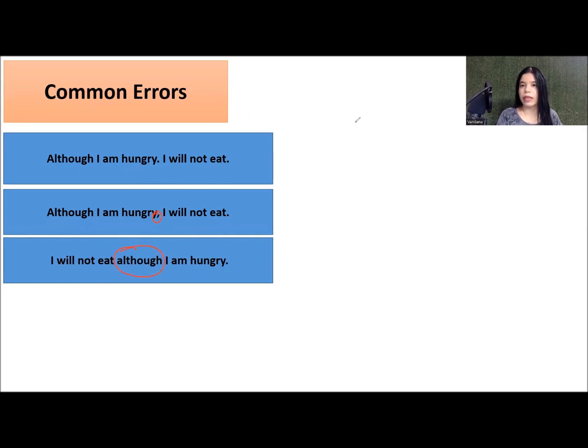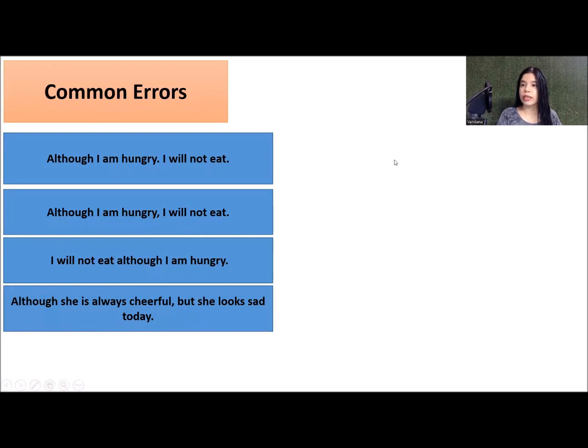Let's understand with the help of one more example. So here it says, although she is always cheerful, but she looks sad today. This is also a classic error done by many students. Why? Because although can never be combined with but like this. If you are joining two sentences, although she is always cheerful, this is one sentence. She looks sad today. This is the second sentence.